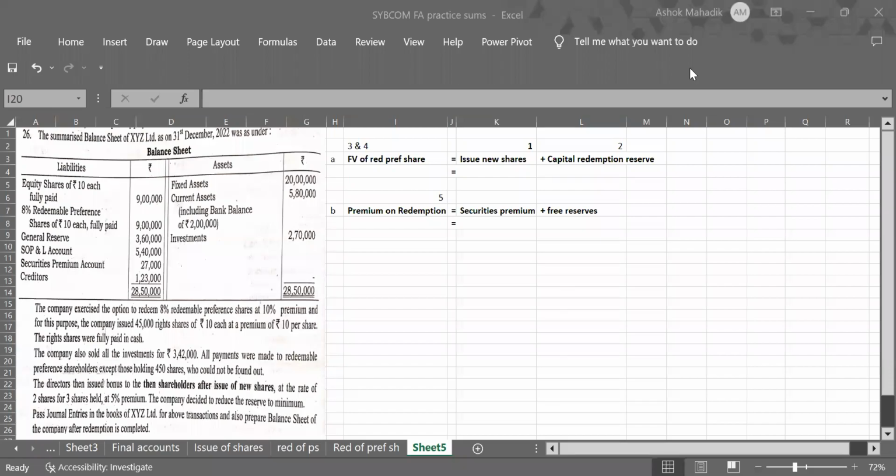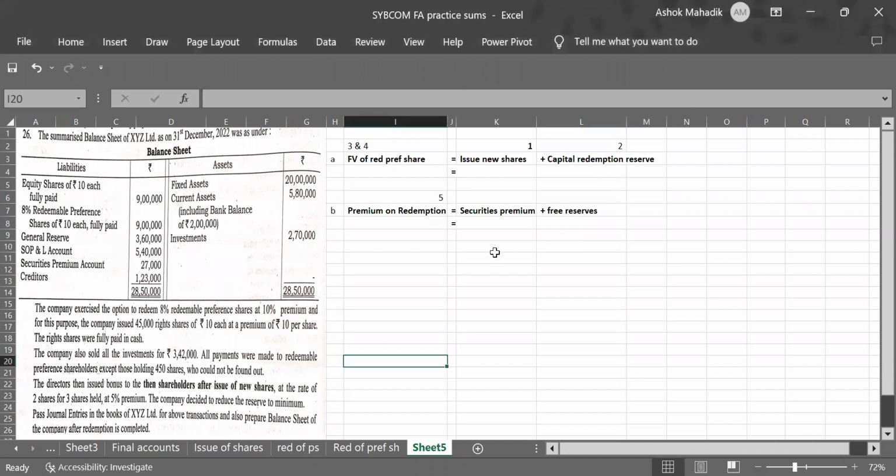Hello students, I'll be solving one redemption of preference shares sum. This sum will cover issue of shares at a premium, redemption of shares at a premium, bonus shares as well as right shares. Okay, so very important sum. And one more thing I'm going to cover, that is some preference shareholders are not traced, so unpaid preference shareholders will be covered. So let us start with the sum.